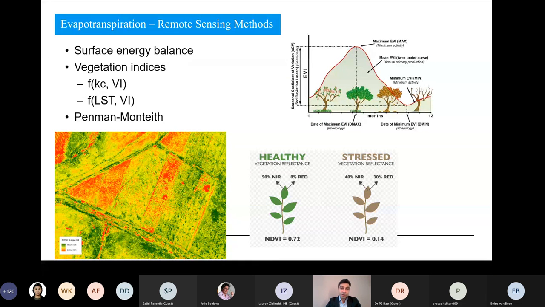There are different methods for mapping evapotranspiration using remote sensing. We have surface energy balance, as I said, a model like SEBAL works that way. We have vegetation indices that we can use to estimate crop water use or evapotranspiration based on the basal Kc and vegetation index, and also based on the land surface temperature. There are also other methods that build on the famous FAO Penman-Monteith, such as FAO WaPOR, that has been mentioned quite a number of times. Basically, all these methods capture the stresses, and then they are able to estimate water consumption based on the signatures received from the satellite. Next.